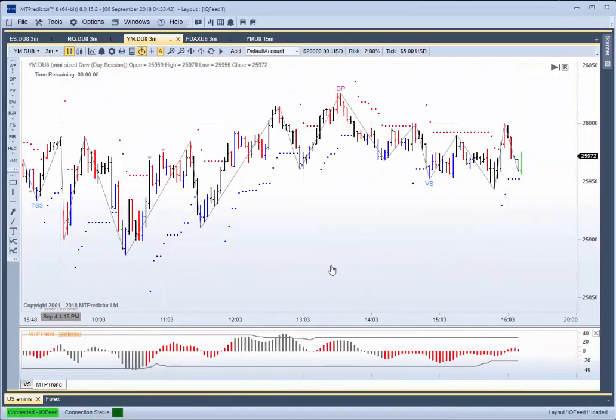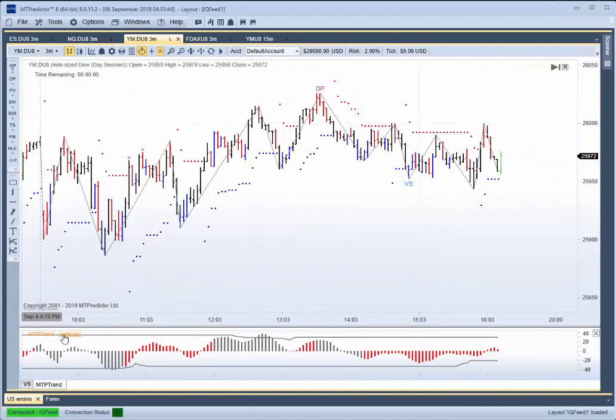So let's have a look at the YM yesterday, and in particular the rally up into the high of the day here. You can see we had an automatic DP sell, which was actually on a red stroke black MTP trend, so it was a valid trade to take anyway.